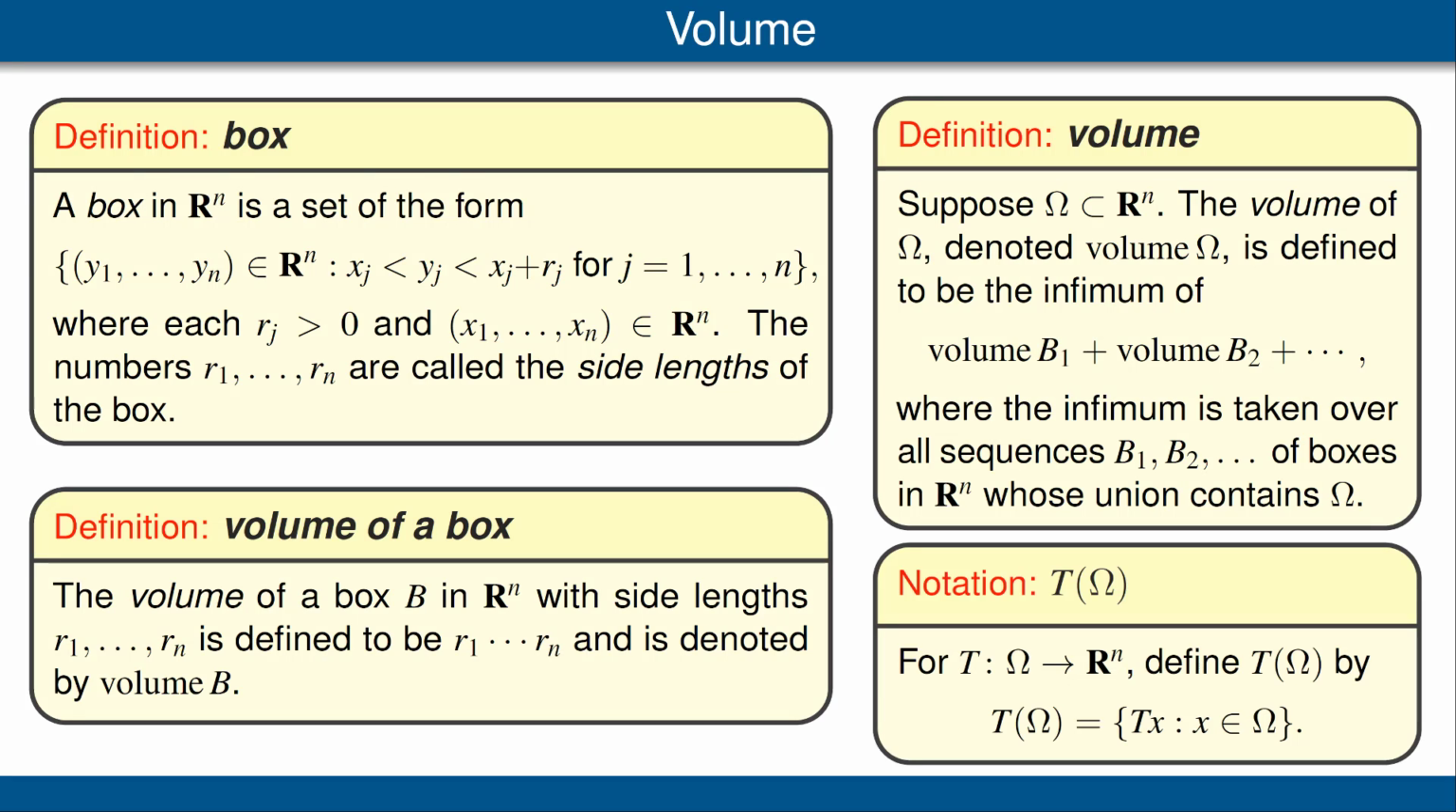We need one more piece of notation. If T is a function from a set omega into R^n, then we define T of omega to be the image of omega under the function T. Specifically, T of omega is the set of all elements of R^n of the form T of x as x ranges over omega.